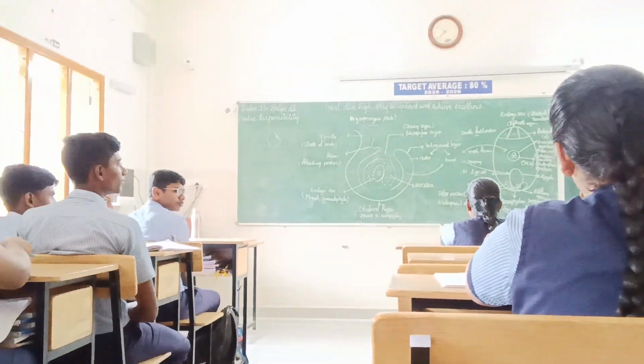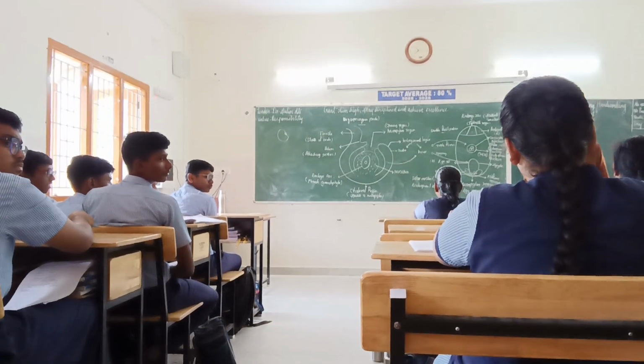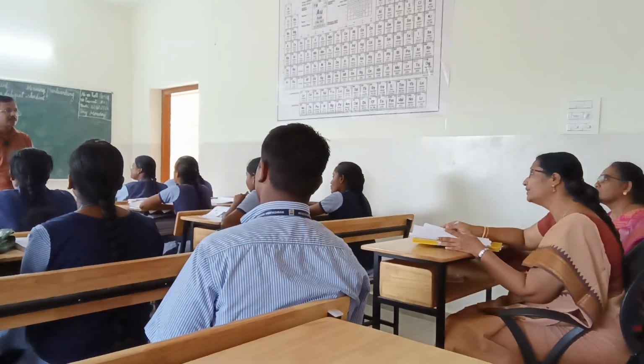Okay, which ovule is very much common in the plant kingdom? There are too many types of ovules. Anatropous. Okay, anatropous. Okay, thank you.